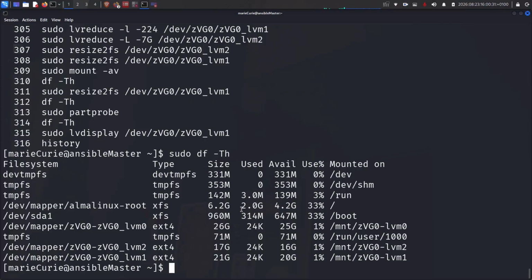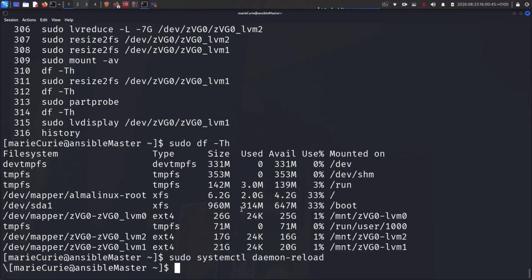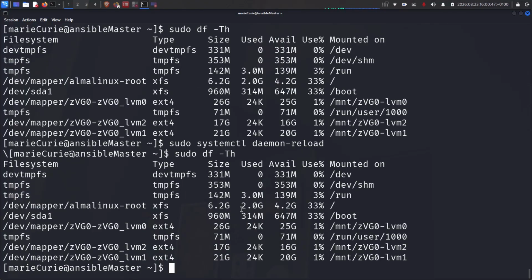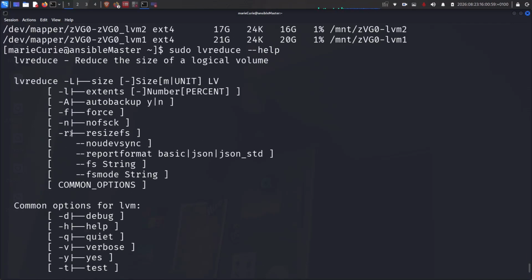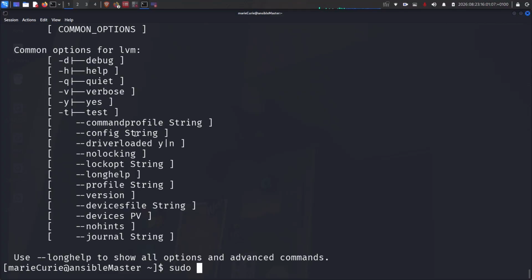Okay, let me try sudo systemctl daemon-reload. Even that one also not reflected. So sudo lvreduce --help. So -r. I should use the -r flag. So I forgot that one. Anyway, so now I am going to reboot the machine. We'll see what is happening after reboot.